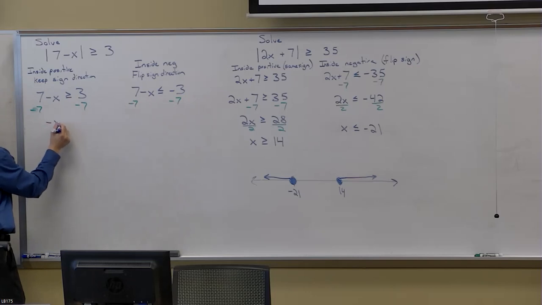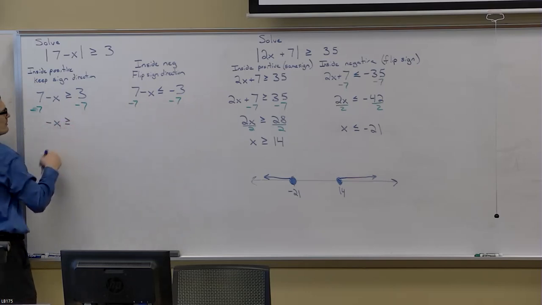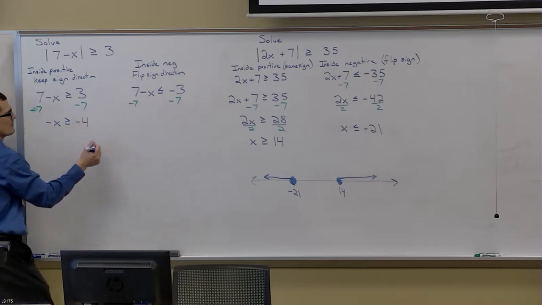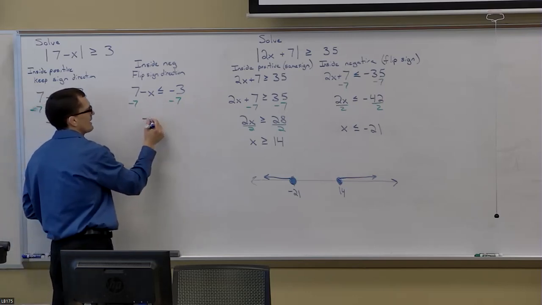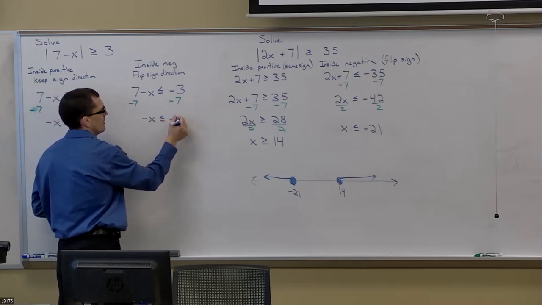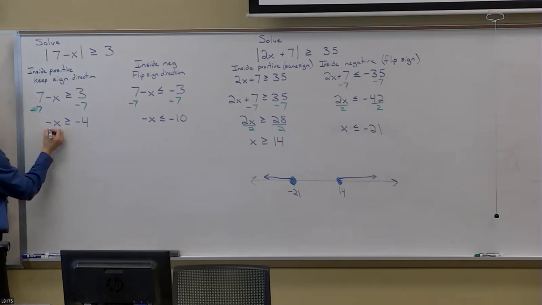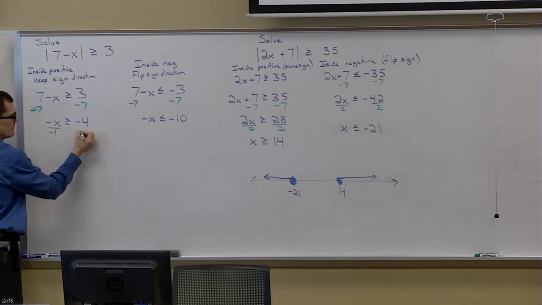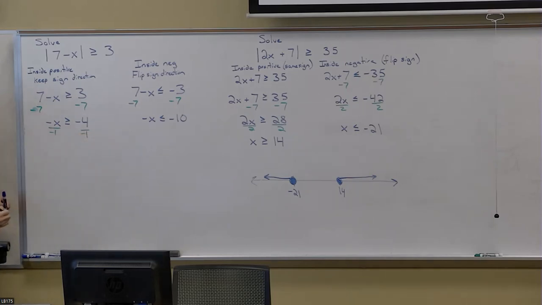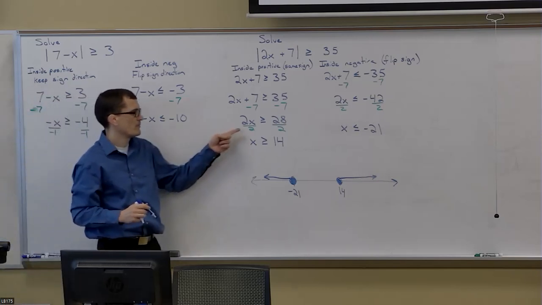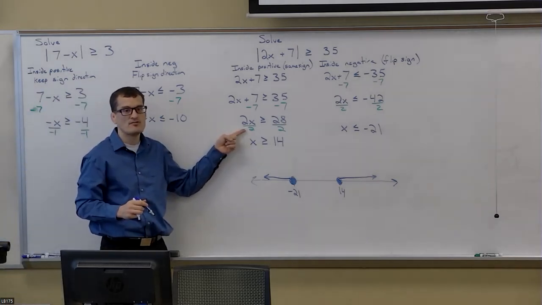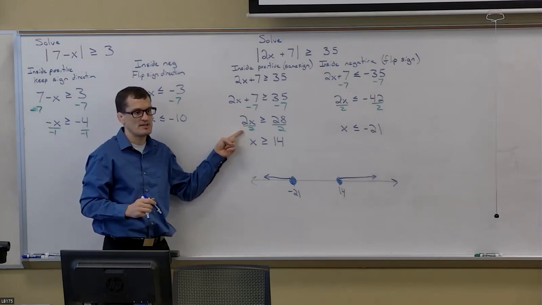That would give me a negative x greater than or equal to -4, and a negative x less than or equal to -10. Now, in this case, my coefficient in front of the x is negative, so I have to be really careful. When I divide by that coefficient, which is -1, I have to flip the sign. That's opposite of over here because I was dividing by a positive number.